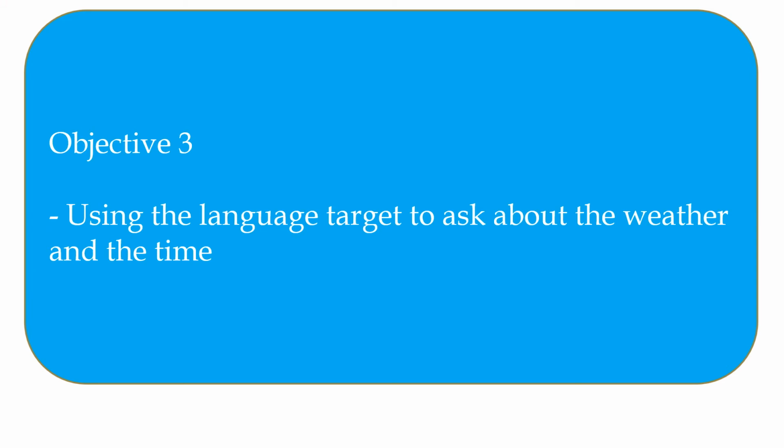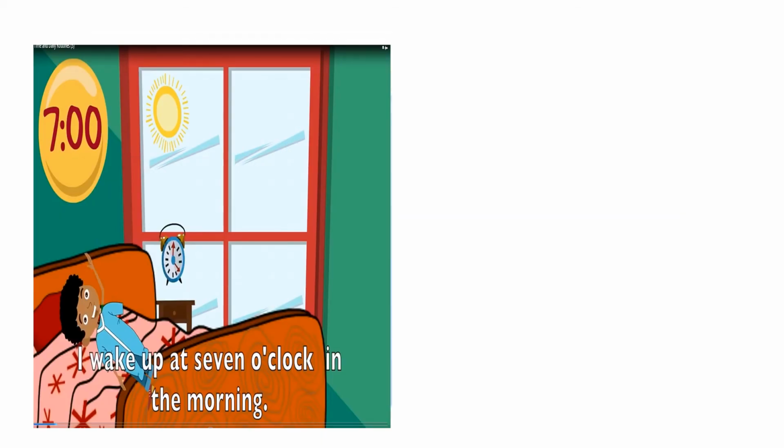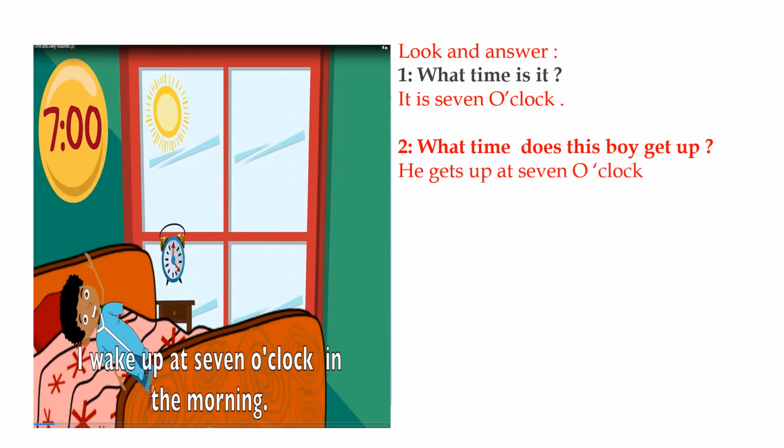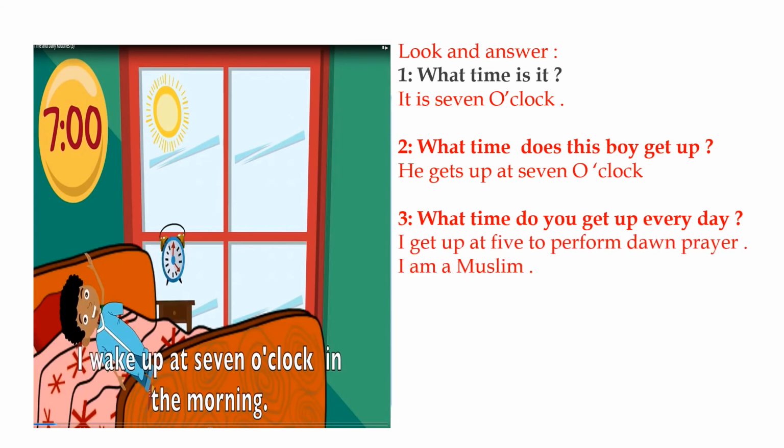Now we come to objective number three, which was to use the target language. We had learned to ask about the weather and the time. I want you to look at the pictures and tell me, what time is it? It's 7 o'clock. Very good. What time does this boy get up? He gets up at 7 o'clock. What time do you get up every day? I get up at 5 to perform dawn prayer, as I'm a Muslim.